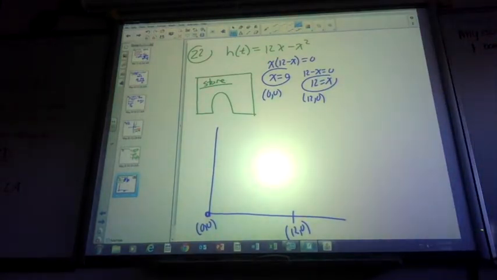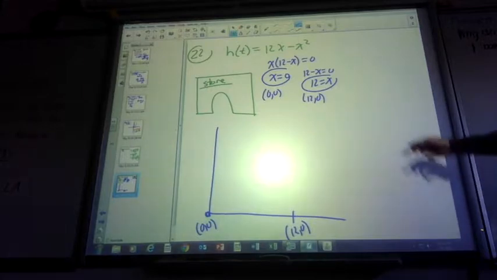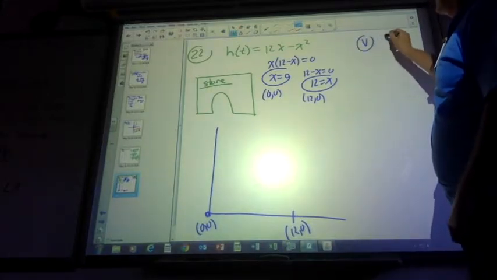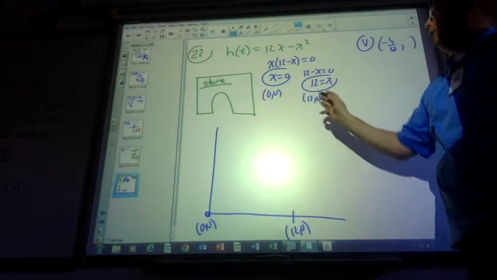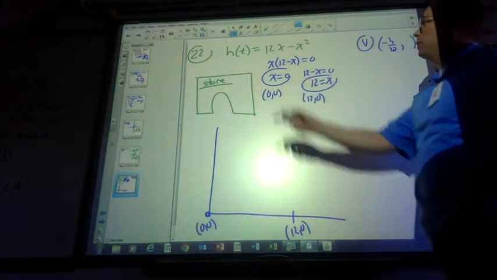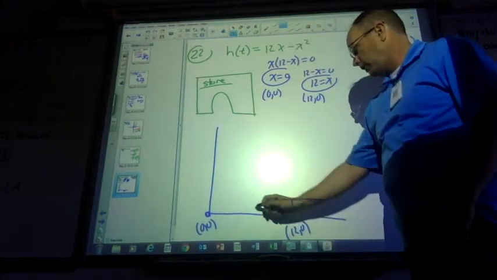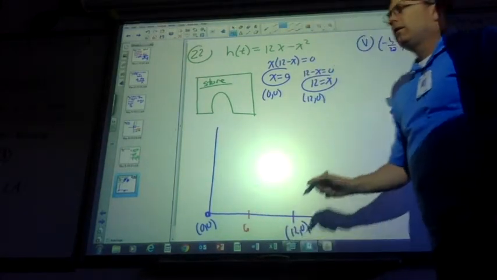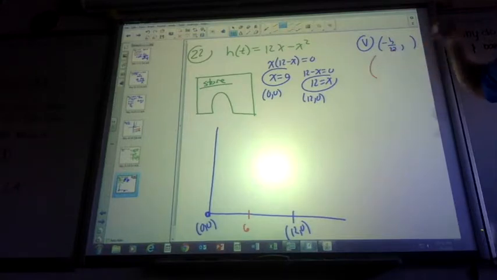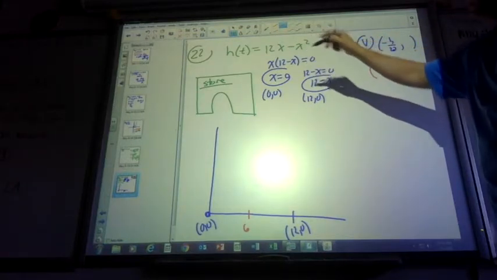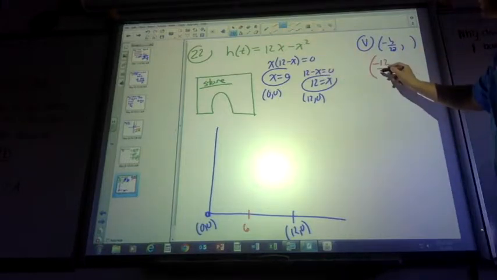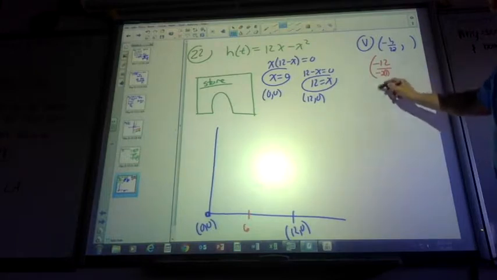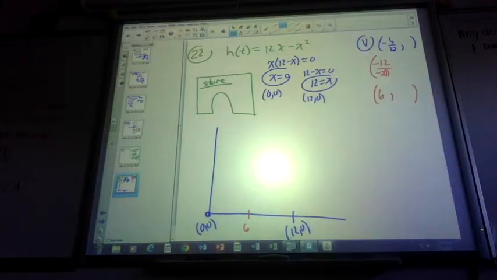So let's figure out the vertex. So if I start finding the vertex, I'm going to go negative b over 2a. Or I'm going to find halfway between 0 and 12. What's halfway between 0 and 12? 6. So this is halfway. But if you're like, oh, okay, I don't really buy that because you have this negative b over 2a. Well, my b value is 12, so I get negative 12 over 2 times my a value, which is negative 1. So that's going to come out to be 6 comma something.